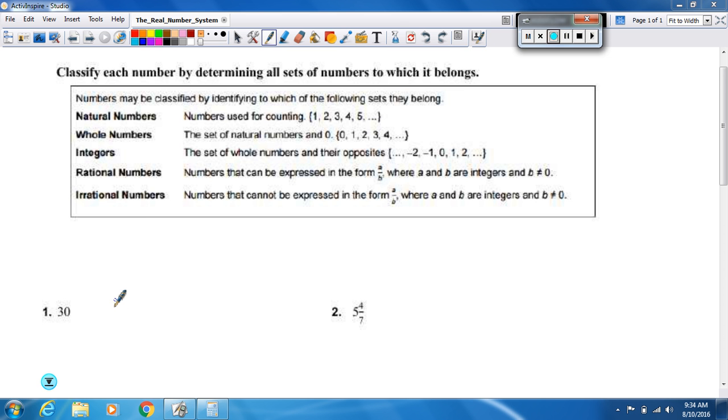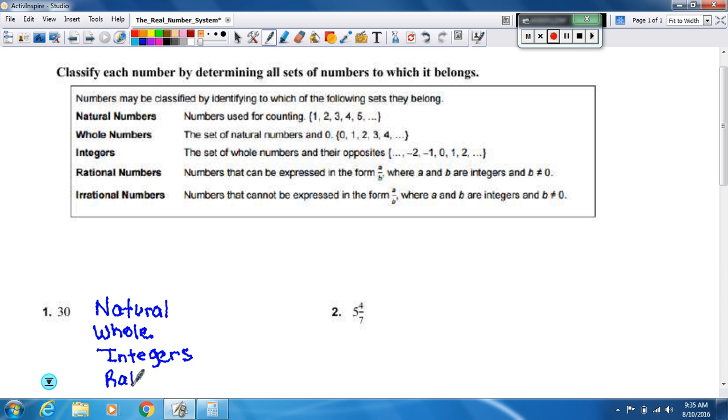The number 30: yes, you do need to count. You do use it to count, so that's natural. It is a whole number. It is found on a number line, not fractions or decimals. You can have fractions and decimals on a number line, but those are not integers. Rational numbers: 30 ends. It doesn't have a decimal that we need to talk about, so it's automatically rational.